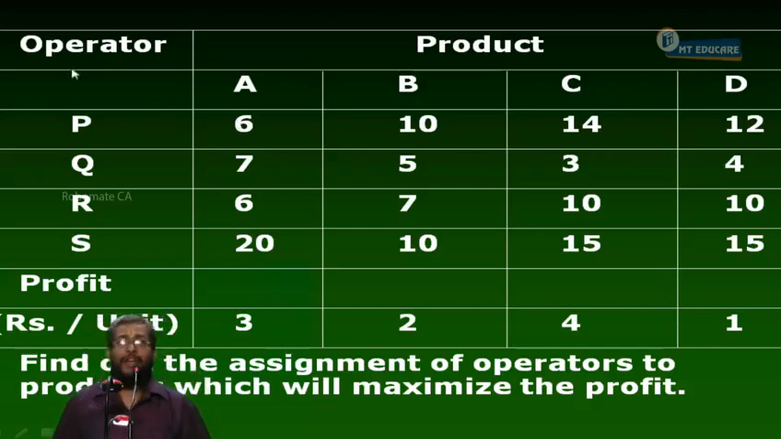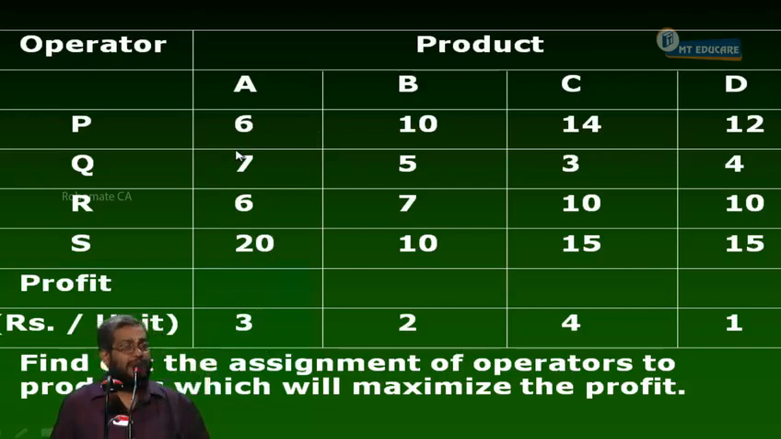Now, see, for example, P is given product A. In that case, how many minutes does it take for a unit? 6 minutes. How many minutes is working? 420, because all are working 7 hours a day. In 420 minutes, at 6 minutes per unit, how many units can you produce? 70 units. Every unit, what is the profit? 3 rupees. So in this cell, the profit is 210 rupees.